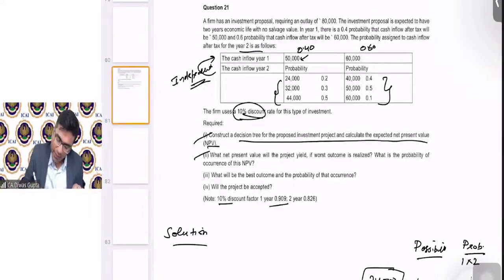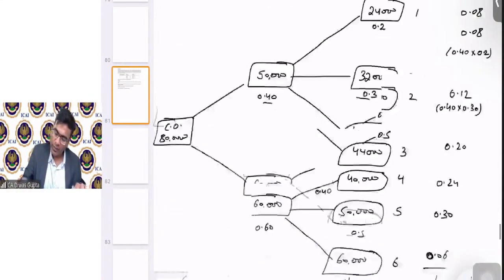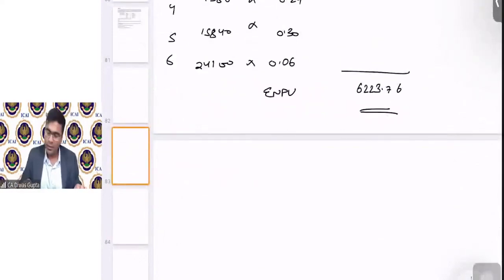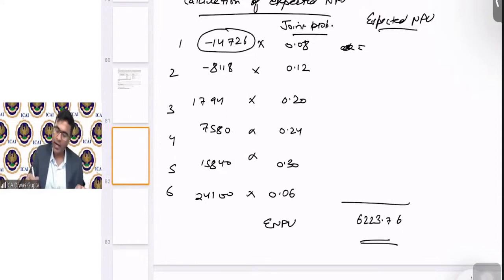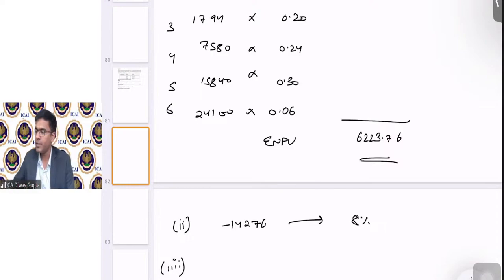What net present value will the project yield if the worst outcome is realized? What is the probability of occurrence of this NPV? Can we say what is the worst outcome? Worst outcome, we have to identify which one is the worst. Tell me, students, the worst outcome is this one, correct? And what is the probability? 8%. Both the answers are there, right? Minus 14,276, that has the probability of 8%. I'm not writing the proper English, but this is the answer.